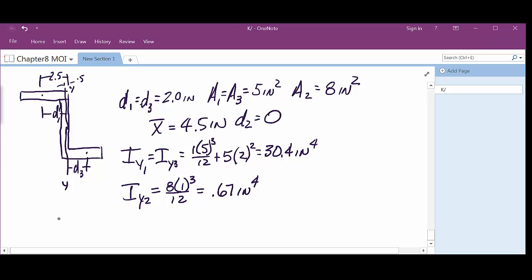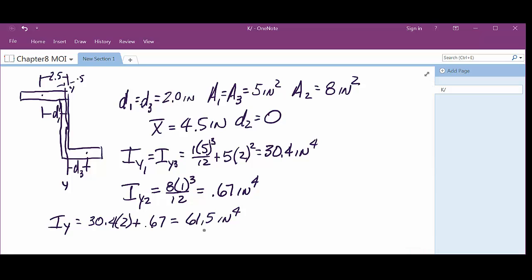So then to find the total, we just add those two up. 30.4, actually, that's times 2, isn't it? Plus 0.67. When you punch those in, you should get something like 61.5 inches to the fourth. And again, that number is quite a bit smaller than the 246 number, isn't it? Because of how you're loading it.